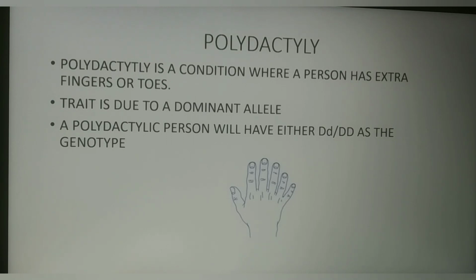So that means a polydactylic person will have either capital D capital D or capital D small d, that is, either the homozygous dominant condition or the heterozygous condition. That will be the genotype of a polydactylic person. So, polydactyly is a condition where the person has extra fingers or toes, and this trait is due to the presence of a dominant allele, and such a person will have either capital D capital D or capital D small d as the genotype.